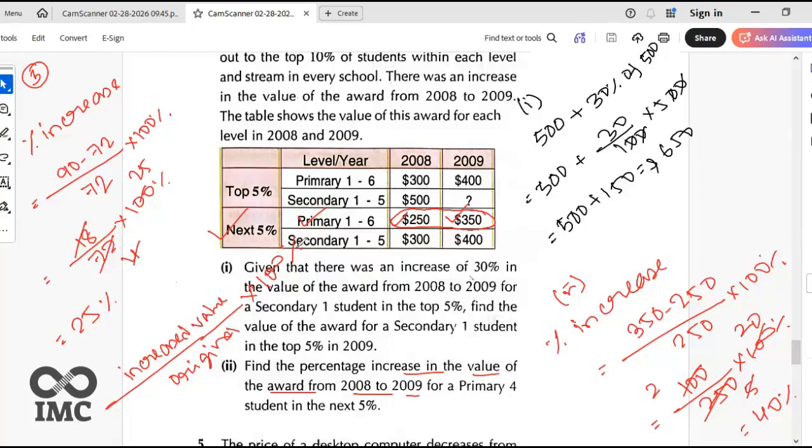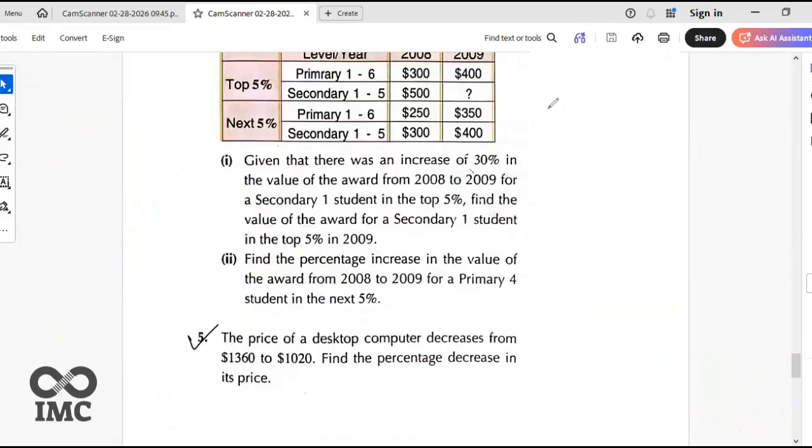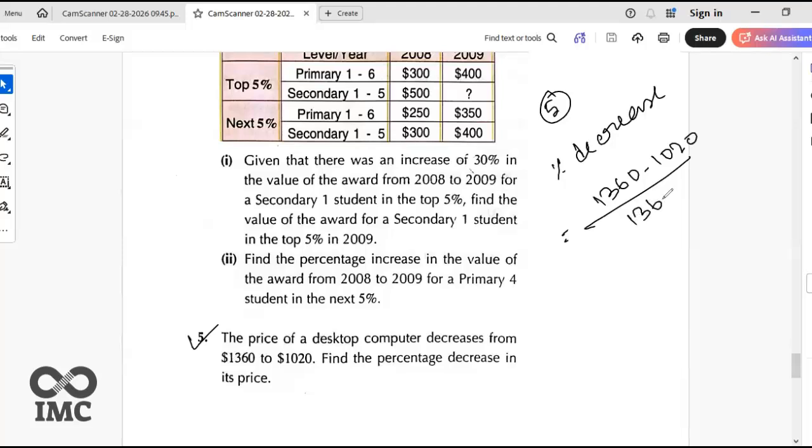We apply this formula and do the math. Now Number 5 says the price of a desktop computer decreases from $1,360 to $1,020. Find the percentage decrease. Similarly, percentage decrease will be the difference. So 1360 minus 1020. And what is the original price? The original price was 1,360, multiplied by 100%.